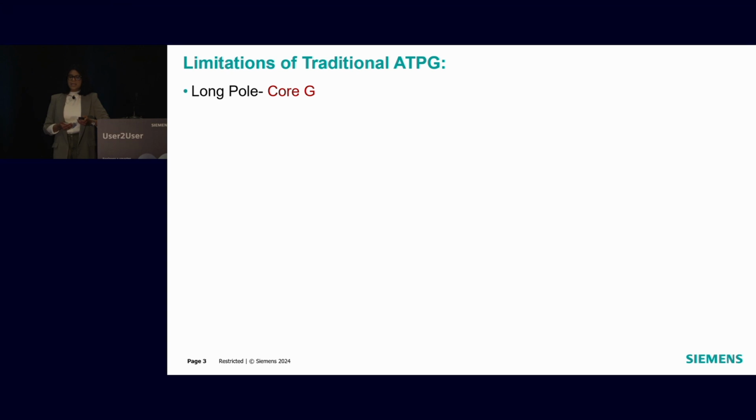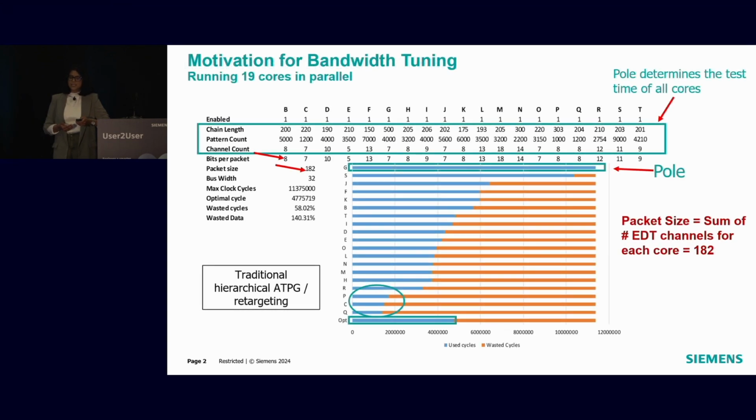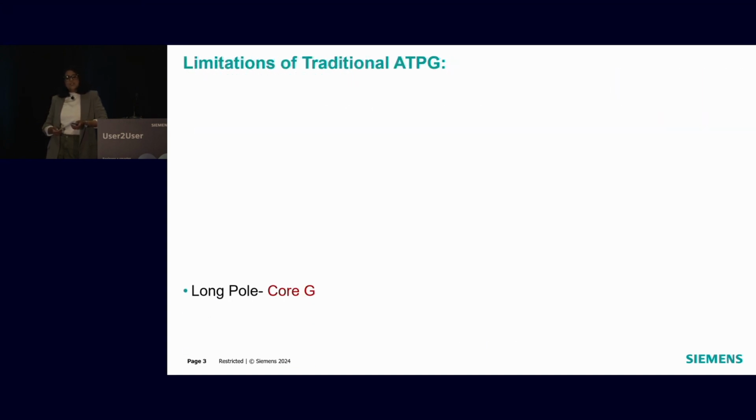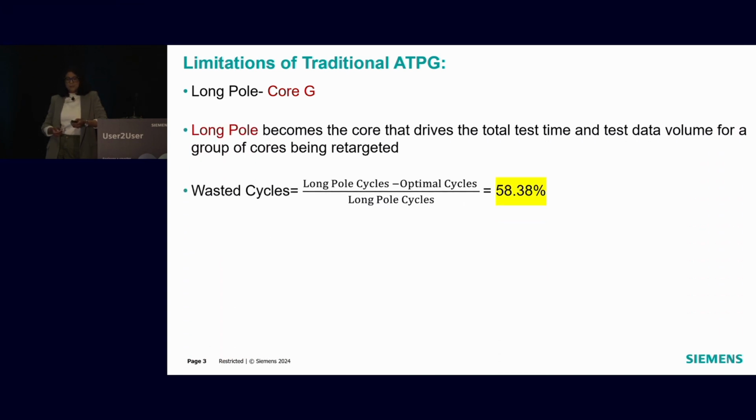So if I have to go back, I'm sorry, I'm doing a little bit back and forth because I forgot to focus on this one. If you look at the bottom bar on the slide, that's the optimal cycles, right? If every core was given just enough data to finish their test almost at the same time, then the bottommost bar becomes your optimal number of cycles that should actually have been invested in to get the best benefit of SSN, right? So that's where we got the motivation of bandwidth tuning.